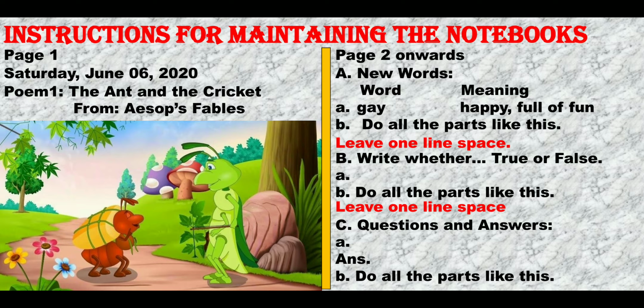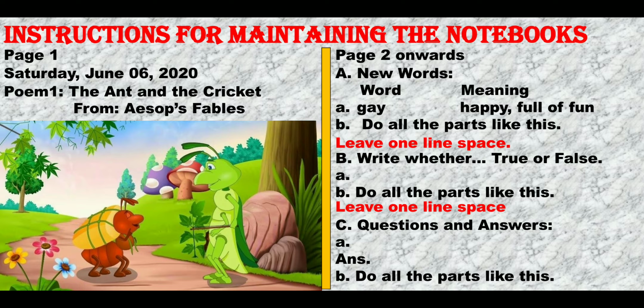So in all, there are 4 parts of your exercise. 1, new words, that means you have to write the words and meanings just shown here in the example. And then after leaving one line space, you have to do the second part, B part, that is true or false statements. Then C part, that is questions and answers. And last one is the antonyms. And unlike this example, you have to write the questions in complete sentences. Mind it.